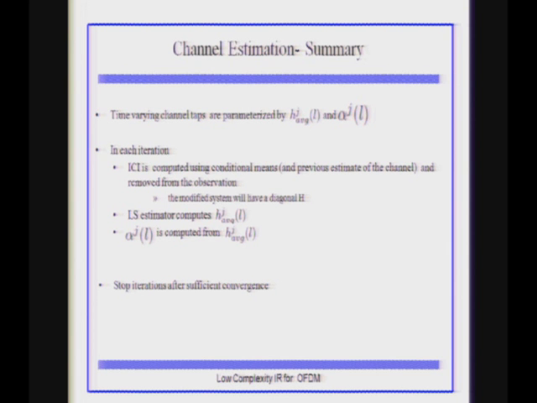So that is the channel estimator. Here is the summary. You compute these two parameters, you get the diagonalized matrix, and you compute the LS estimate using it. From that you get the H average and alphas, and stop the iterations after some sections.